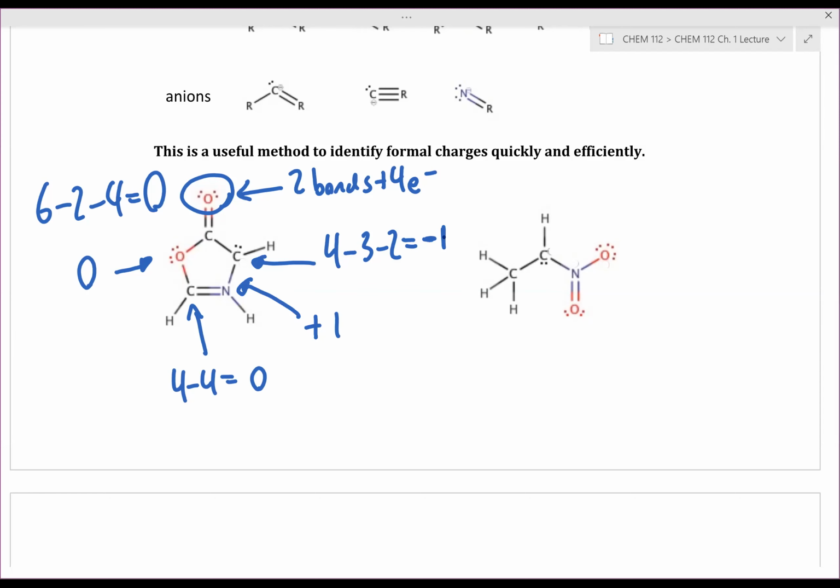So using this first example, what I'd like you now to do is to assign the formal charges on each non-hydrogen atom in the rightmost structure. And really try to utilize this idea of pattern recognition in formal charges.